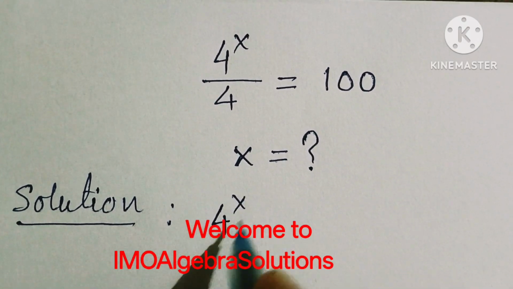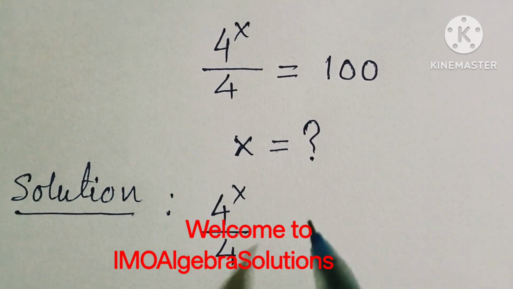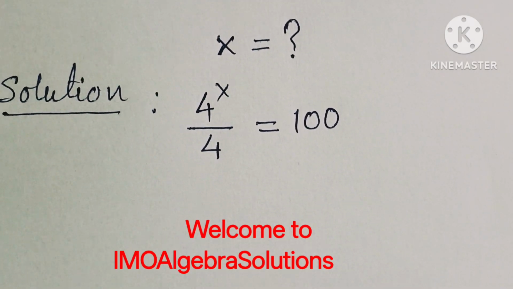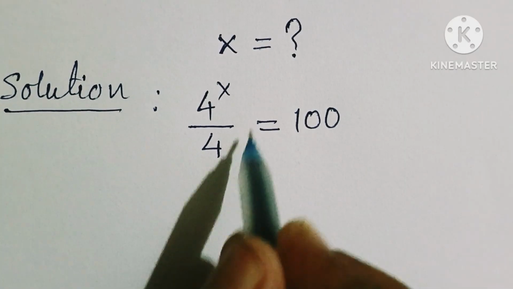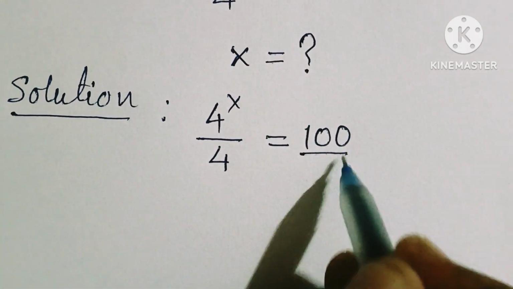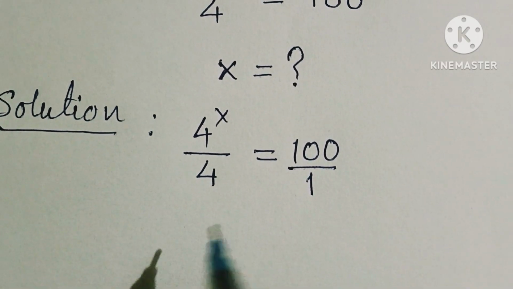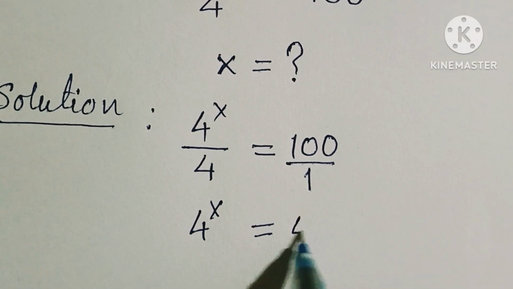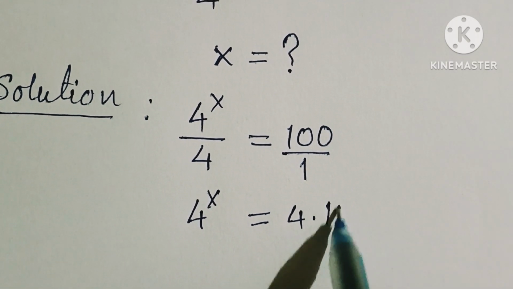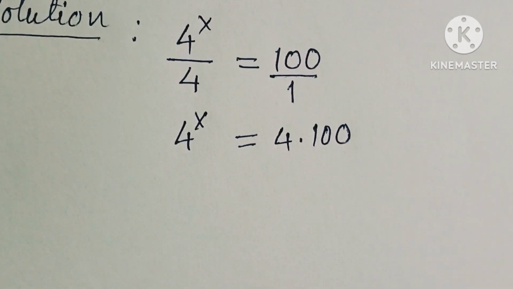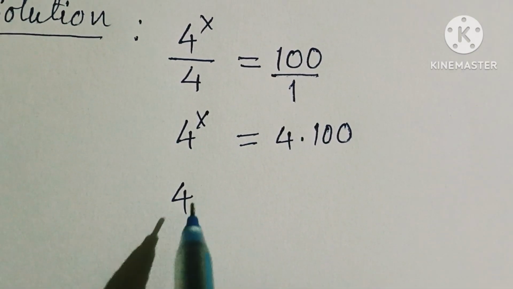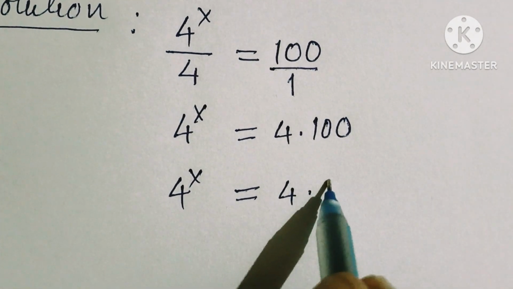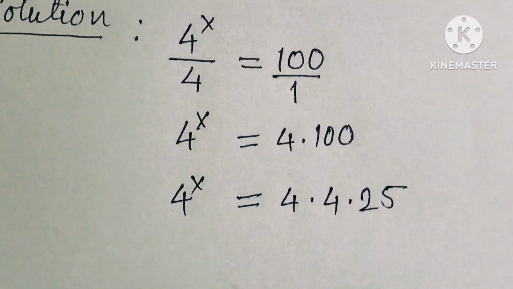4 raised to power x divided by 4 equal to 100. Now we have to do cross multiplication. Here we write 1 in the denominator of 100. Now cross multiplication, so 4 raised to power x equal to 4 into 100. Now we can write 100 as 4 into 25.